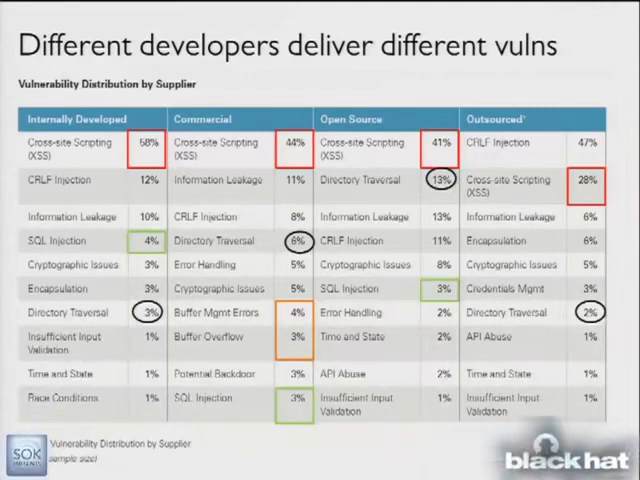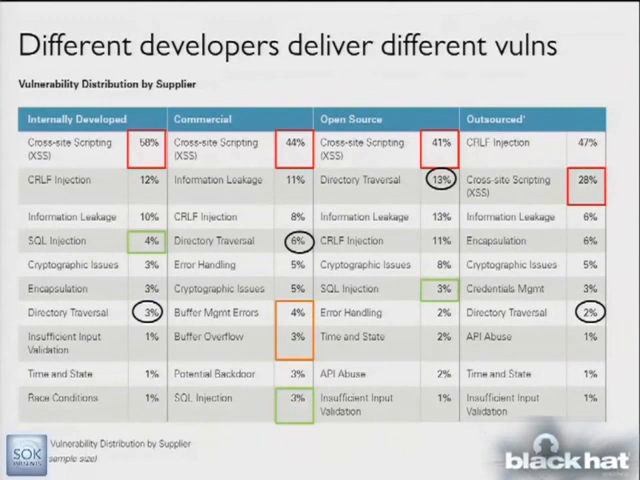But if you look at directory traversal, it goes from 3% internally developed to 6% commercial to 13% open source. So there's definitely a difference with directory traversal. I have no idea why that might be. I haven't been able to figure that one out. So if anyone has any ideas why that would change, and it looks like significant numbers, I don't know why that might be.